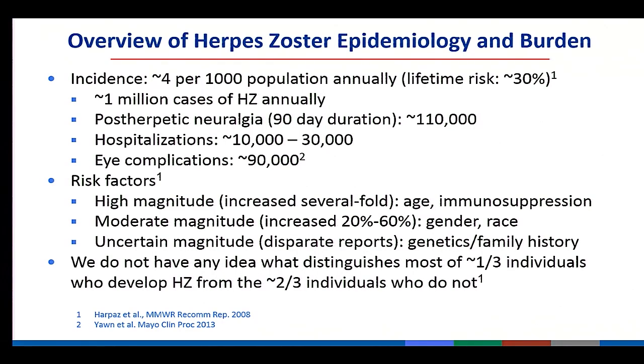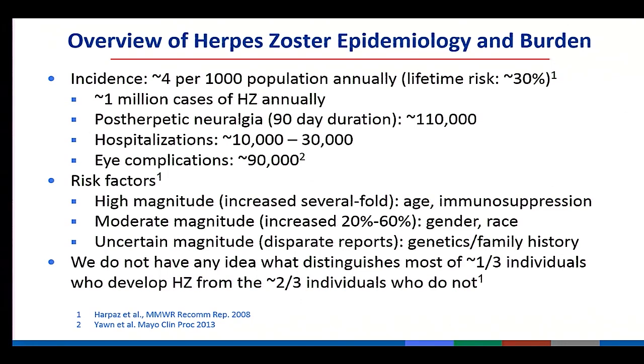Prior to licensure of zoster vaccine, zoster incidence was about 4 per 1,000 in the U.S. with an annual risk of 30%. Some of the burden of zoster is listed here, which you can read off the slide. I want to make brief reference to the risk factors for zoster for context.